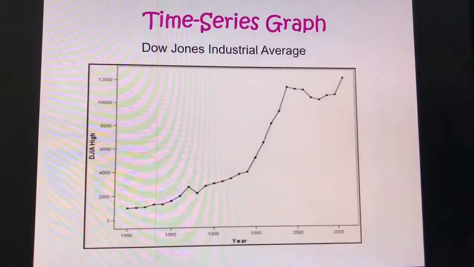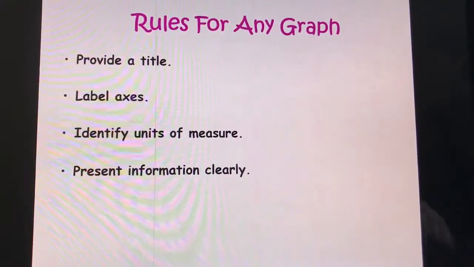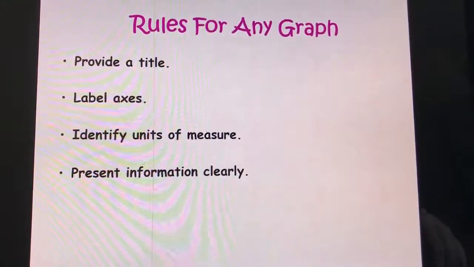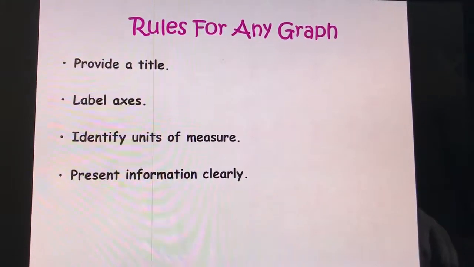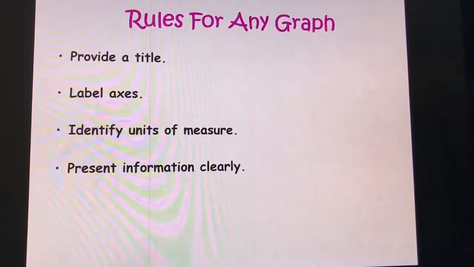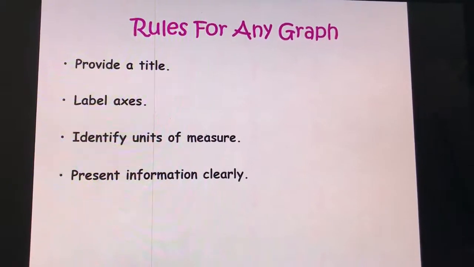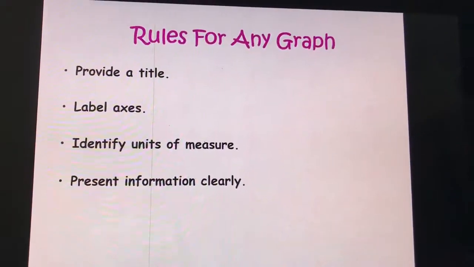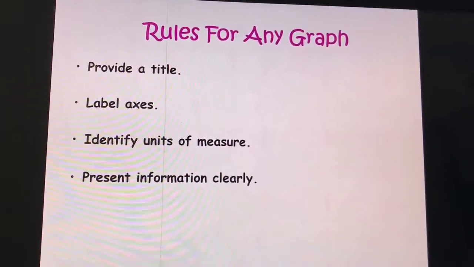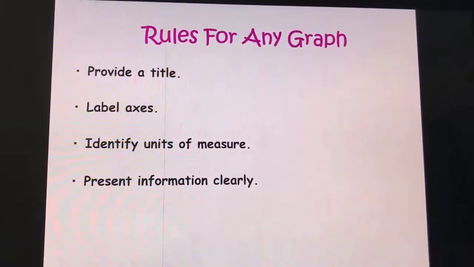So for rules for any graph, you should always provide a title. You should always label your axes. You should always identify units of measure, and it should be clear, like I said, to somebody who's never seen a graph or never taken a math course or a statistics course. They might have to think about it for a second, but it needs to be clear.